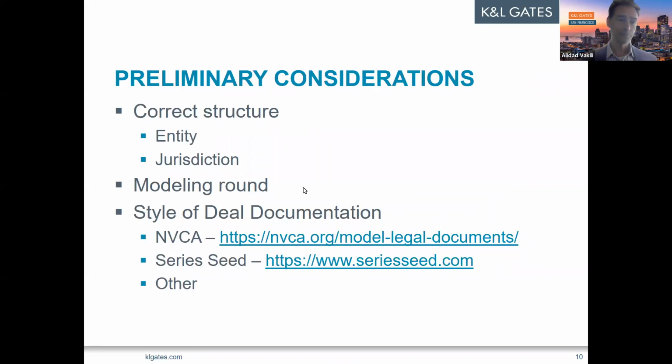So we talked a little bit about what's the ideal investment for the VC. Let's talk a little bit about preliminary considerations. I'm going to try to save most of the questions for the end, but I will occasionally look over to see if we've got any questions I can answer quickly.